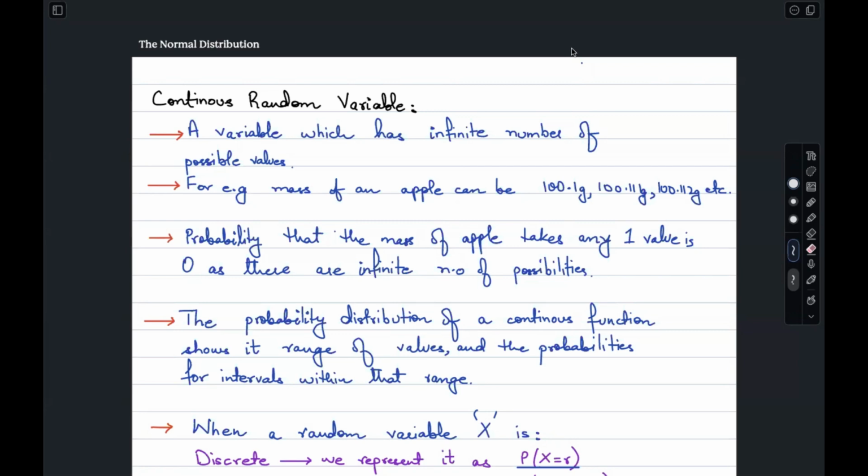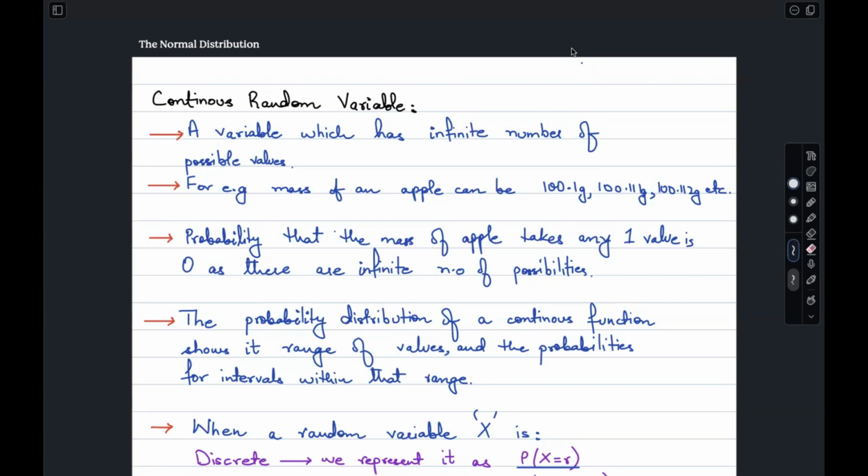So for example, if we take the mass of an apple, it can be 100.1 grams, it can be 100.11 grams, 100.112 grams, and there can be infinite possible values for the mass of an apple. So the probability that the mass of an apple takes any one value is zero, as there are infinite possibilities for the mass.